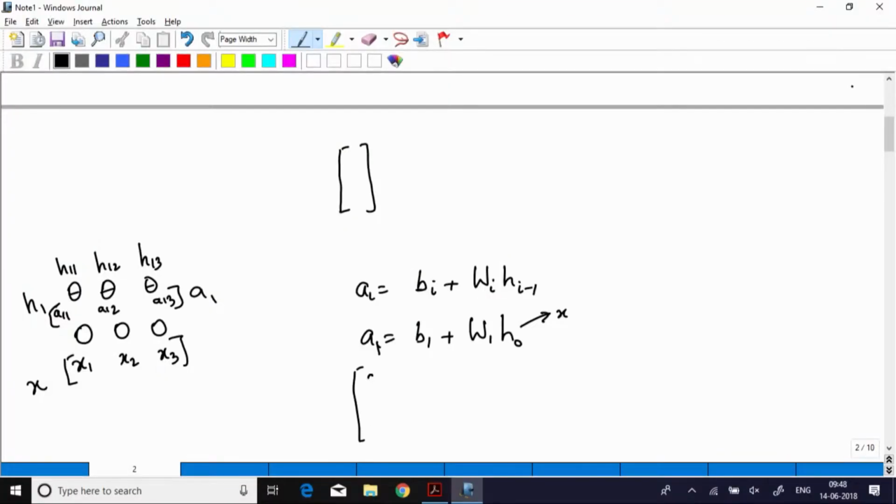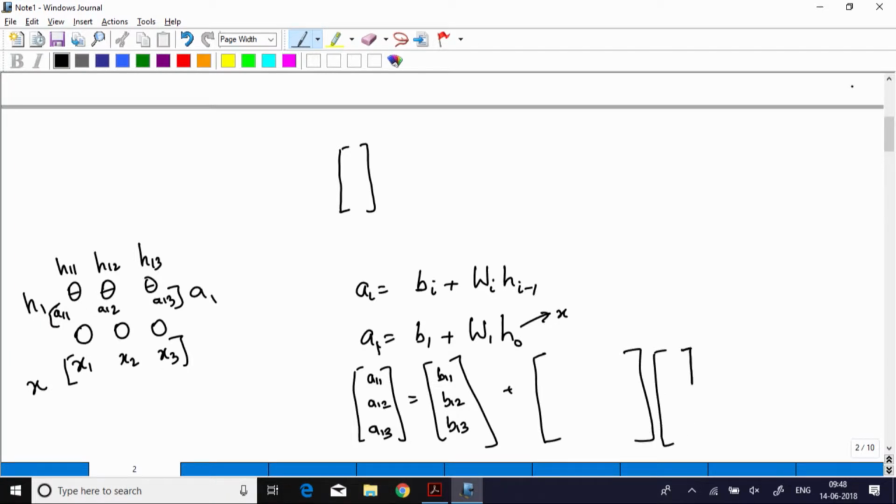A1 has how many elements? 3. So A11, A12, A13. So just a collection of them is A1. Is that okay? Fine? Okay. So what is this equation actually telling you is the following. Instead of H0, I'll just call it X, right? Is that fine? Everyone okay with this?